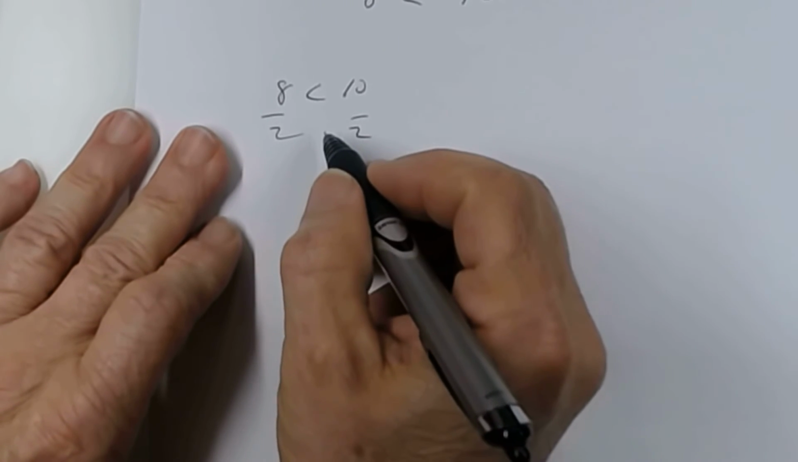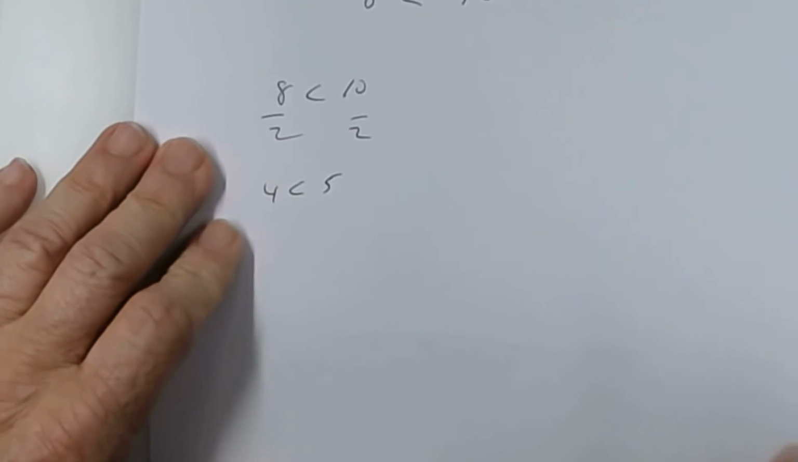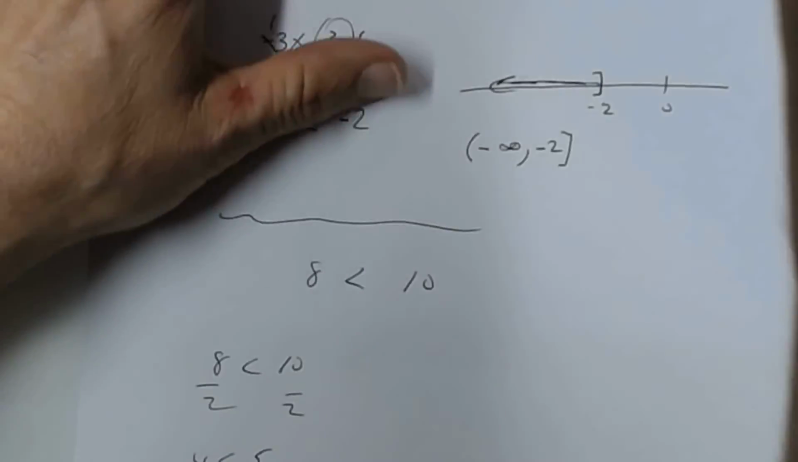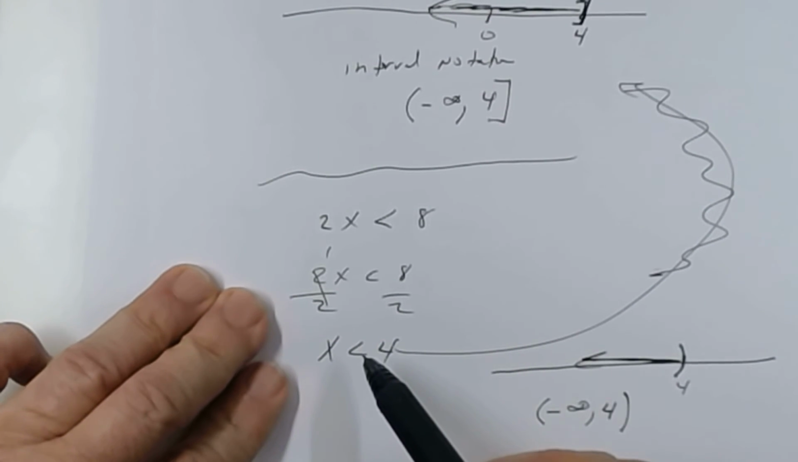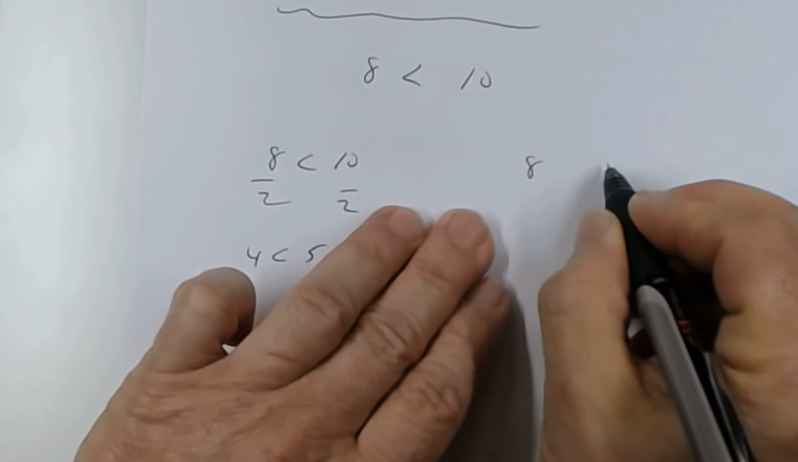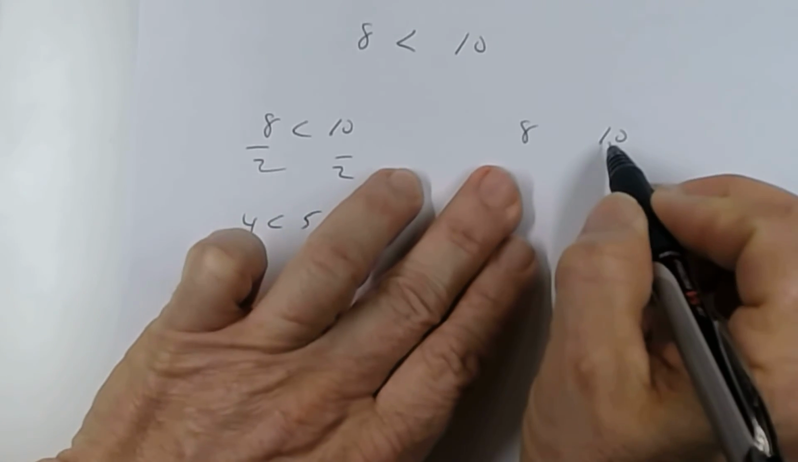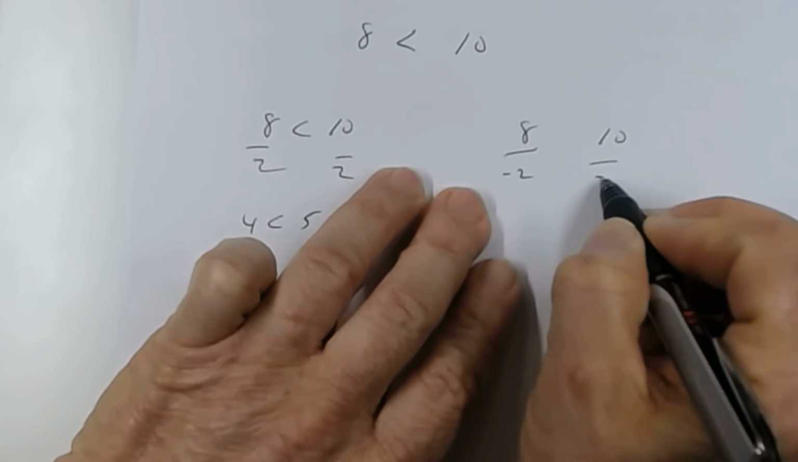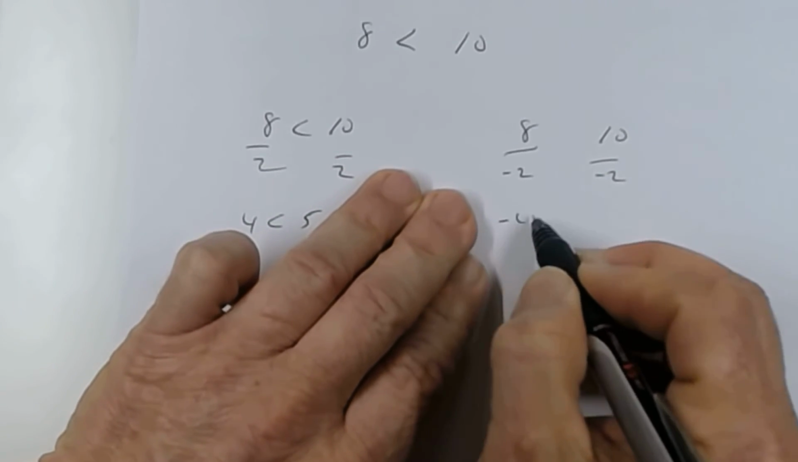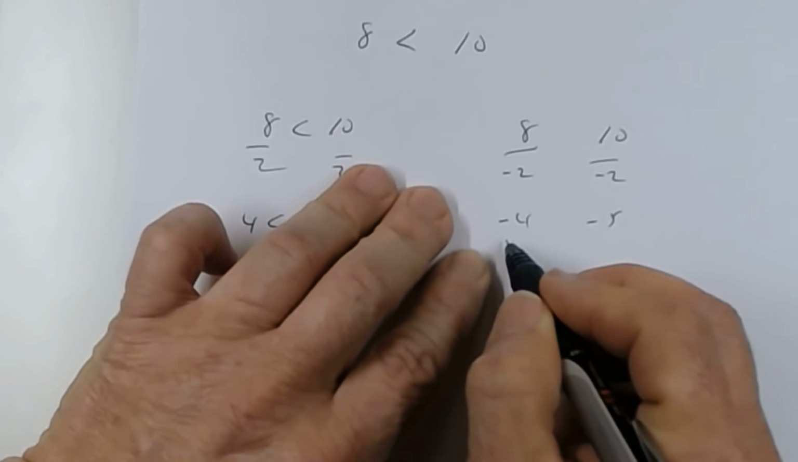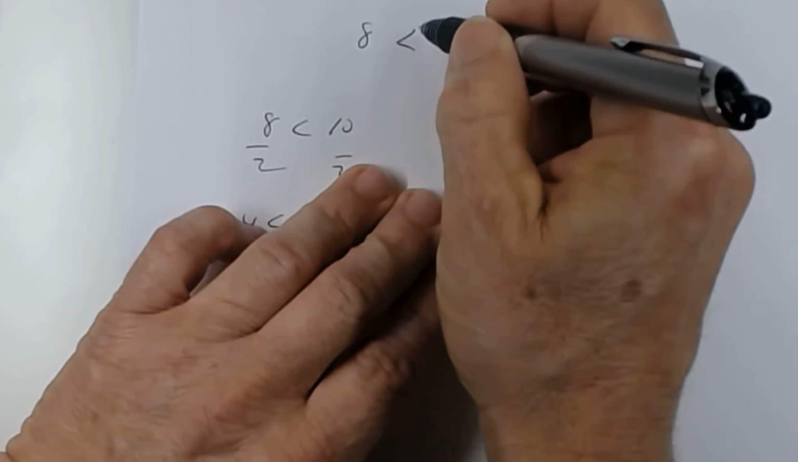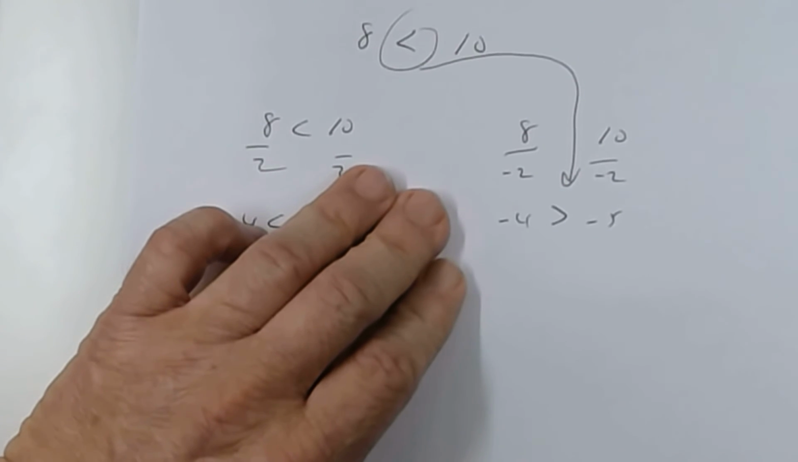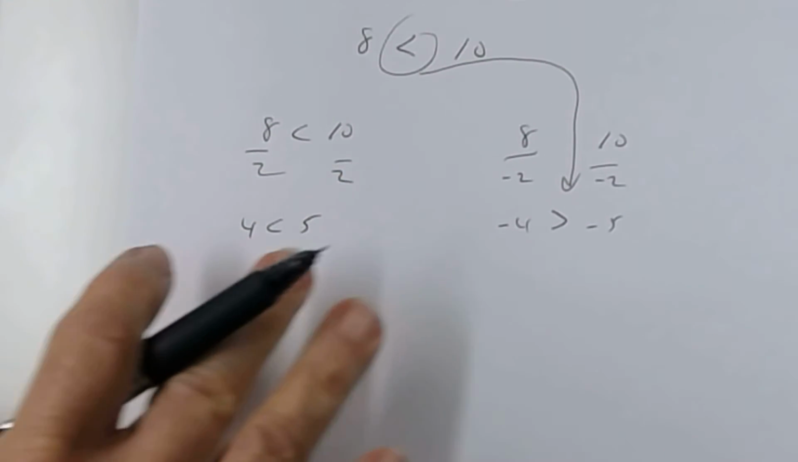Yes, the inequality symbol is still correct. 4 is less than 5. That's still a true statement. So notice here, when I divided by 2, did I reverse the inequality symbol? No, because I was dividing by a positive number. But if I divide by negative 2, what's 8 divided by negative 2? What's 10 divided by negative 2? Negative 5. Is negative 4 less than negative 5 or greater than negative 5? Greater than. So you had to go from less than to greater than.